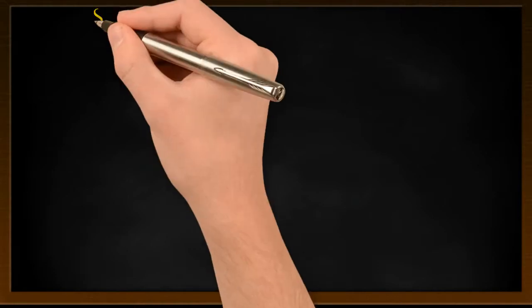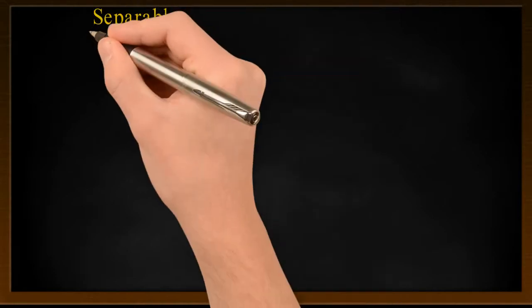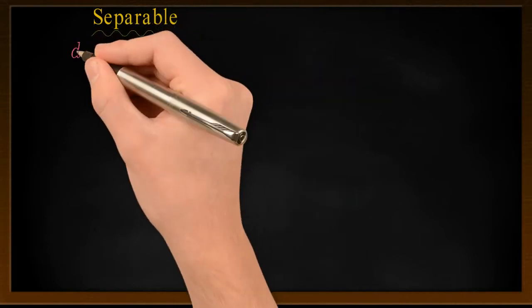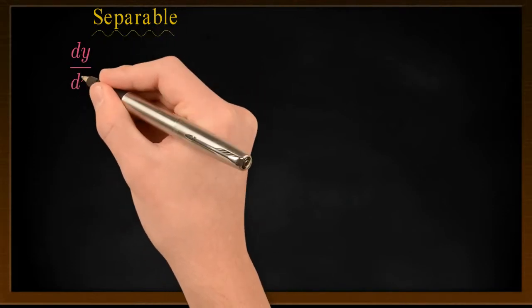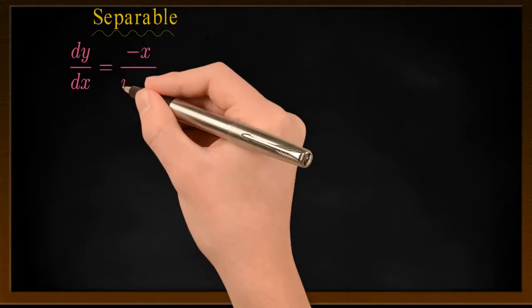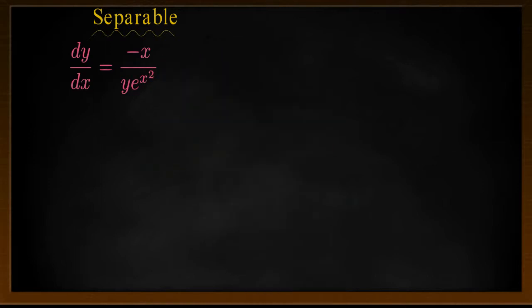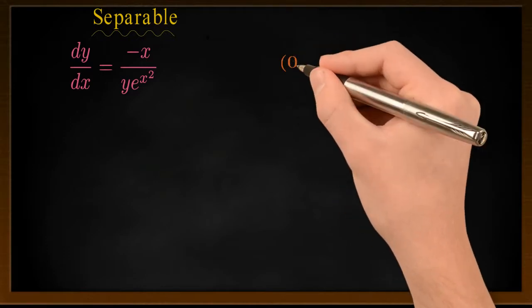But let's go to what I would argue is the simplest form of differential equation to solve, and that's what's called a separable differential equation. And we will see in a second why it is called that. So let's say that we have the derivative of y with respect to x is equal to negative x over y e to the x squared. So we have this differential equation, and we want to find the particular solution that goes through the point (0, 1).